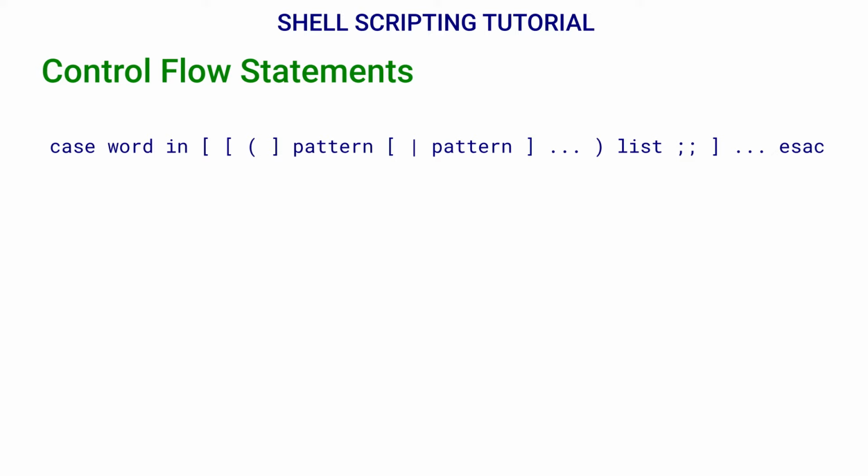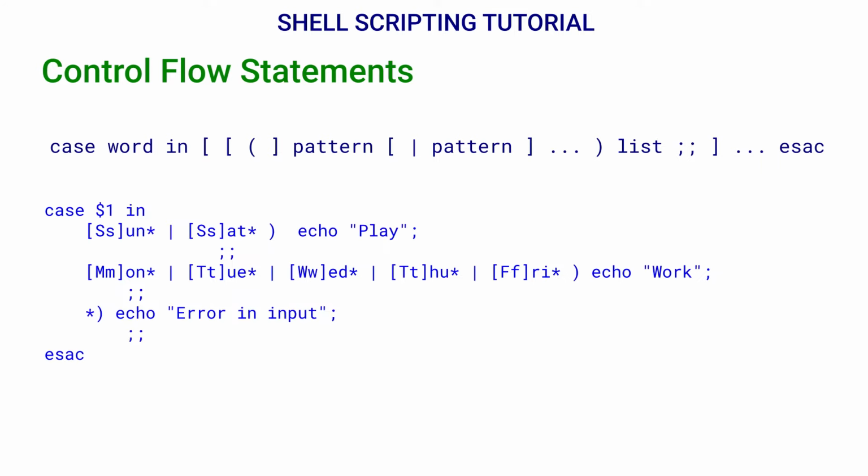The word is matched for each pattern, and for the first match, the corresponding command list is executed and the command completes. The vertical bar in pattern 1 | pattern 2 means either pattern 1 or pattern 2. A range of characters can be specified in brackets, and a star can be used for matching all characters. The exit status is the exit status of the last command executed and is 0 if no pattern matched. The double semicolon separates a pattern and its command list from the next one.